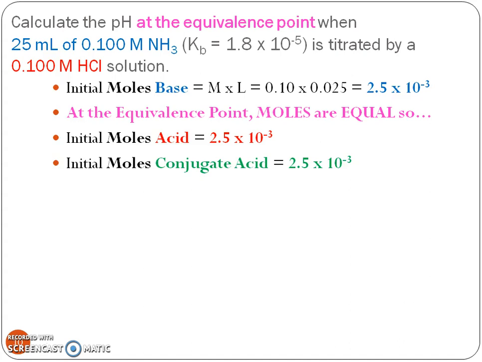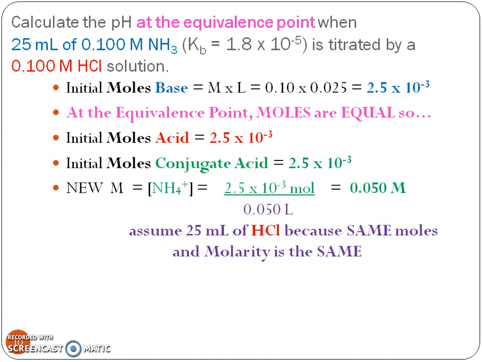So, which means our conjugate acid is also going to be 2.5 times 10 to the negative 3. So, find our new concentration. 2.5 times 10 to the negative 3 moles divided by 0.05. Again, if I have 25 milliliters of our base and our concentrations are the same, I must have had 25 milliliters of the acid as well.